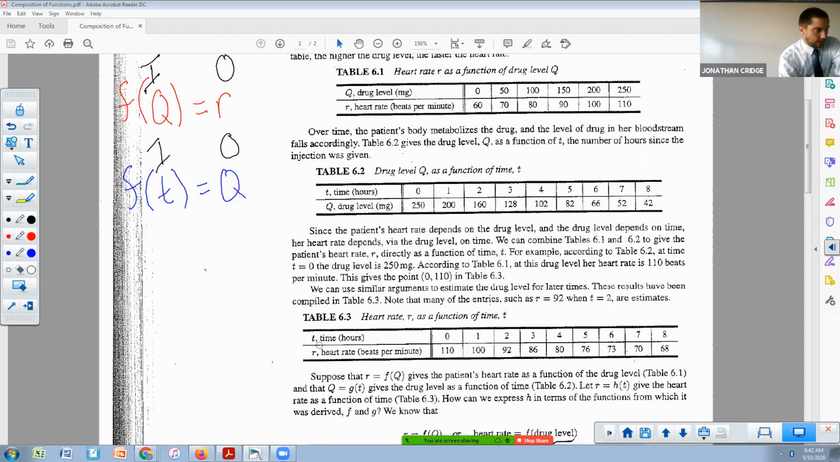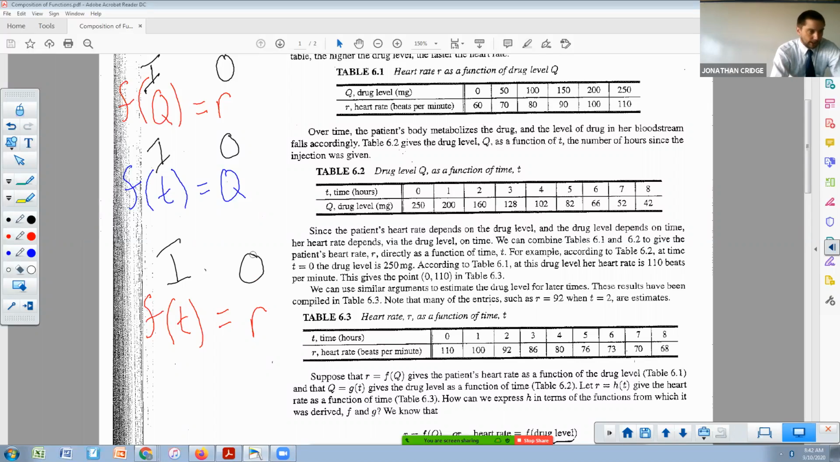So let's look at this third function. In this third function, we say f of t, so now my input is time, equals R. If you notice, in this third function, there's no drug level at all, but the drug level still plays an important role, right? The drug level is what's increasing the heart rate, but this third table says we don't really need to know that. We can skip that step and go straight from time to heart rate. So in this last example, the time is the input, and the heart rate is my output.